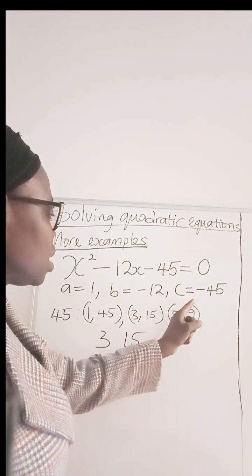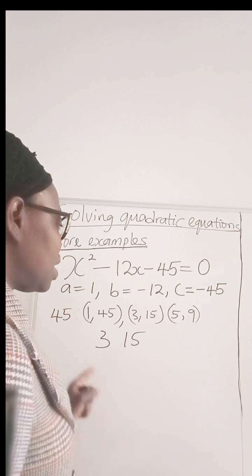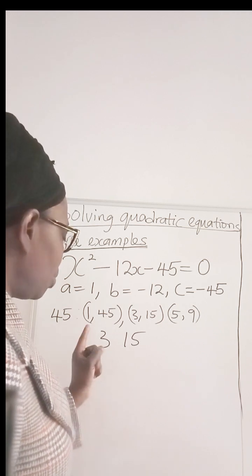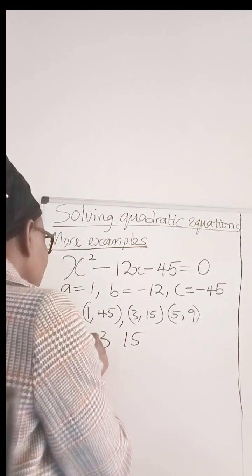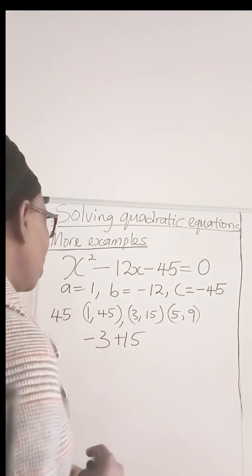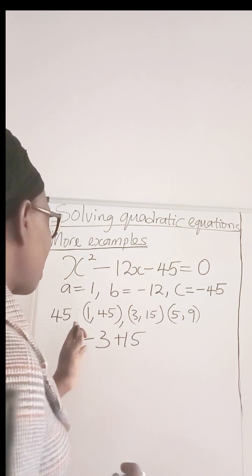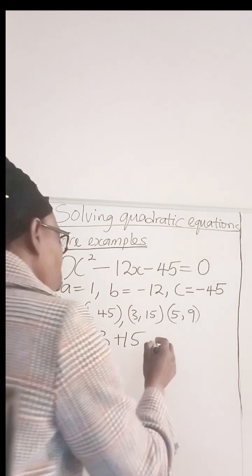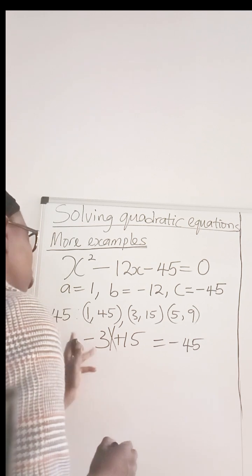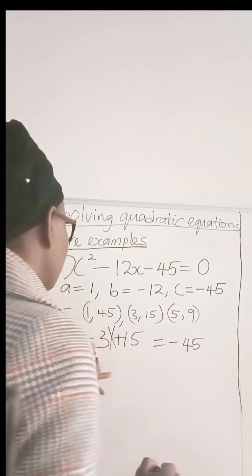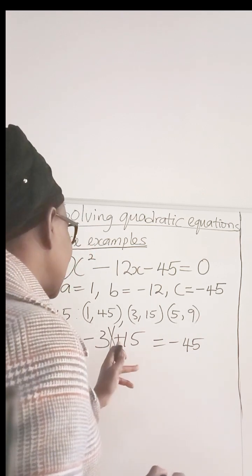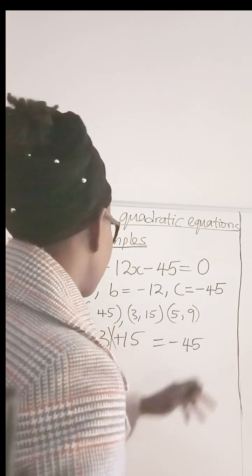Now, for our c to be minus 45, it indicates that either of these numbers has to be a negative number. That is, either 3 will be negative and 15 will be a positive number. So the multiplication of minus 3 and plus 15 will give us minus 45, because 3 by 15 gives 45, and positive multiplied by negative will give us negative. So we have minus 45.